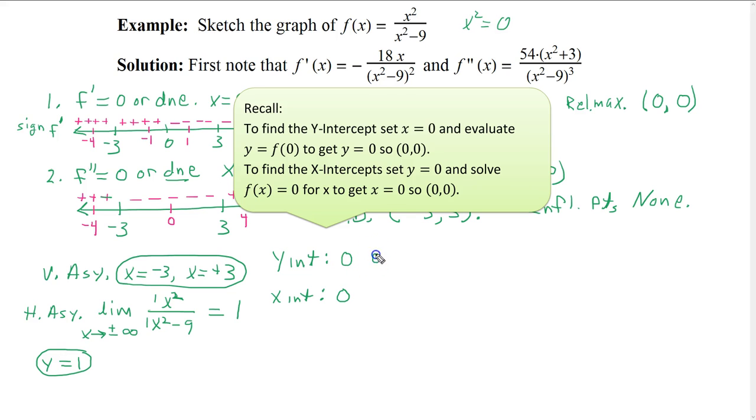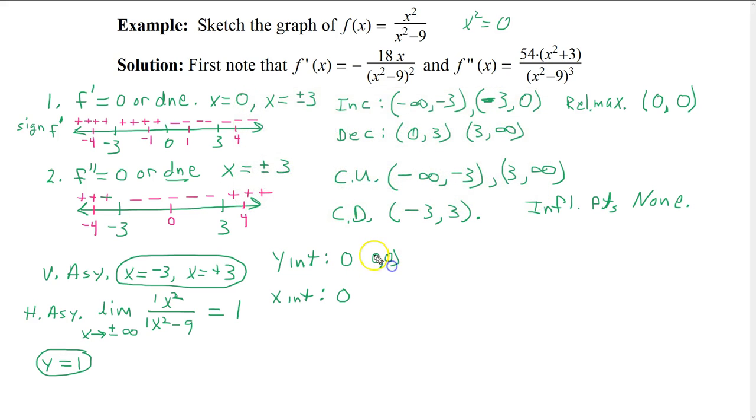And if you want to, you can write these as coordinate points as well. This would be 0, 0. That's the point on the y-axis. And down here, the same thing, 0, 0. Putting 0 in for y and solving for the x's, well, we just got back 0 for the x. Now we can sketch the graph of this function.